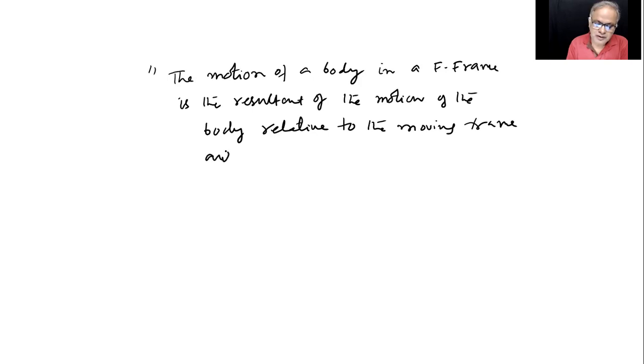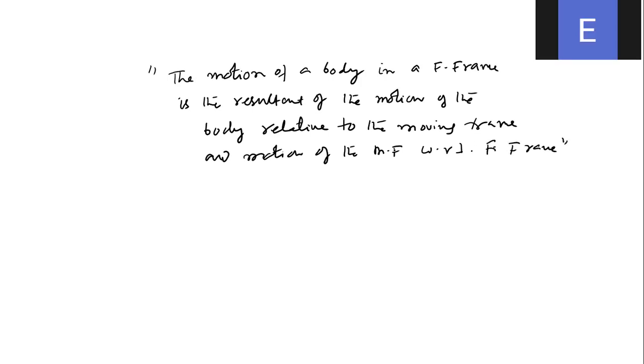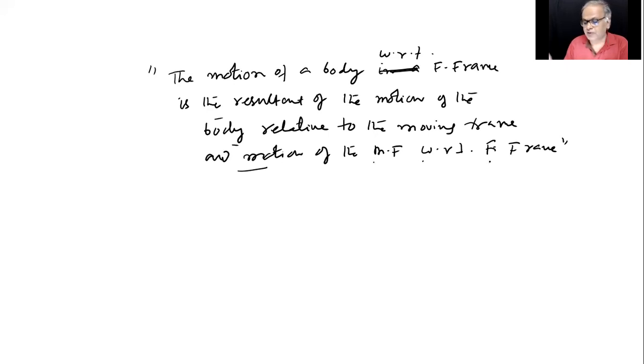and motion of the moving frame with respect to the fixed frame. So the English has to be understood. Instead of saying in a fixed frame, you can say with respect to, if you feel comfortable with that. The motion of a body with respect to a fixed frame is the resultant of the motion of the body relative to the moving frame and the motion of the moving frame with respect to the fixed frame. If you can repeat this in your mind, I can say that you understood it.